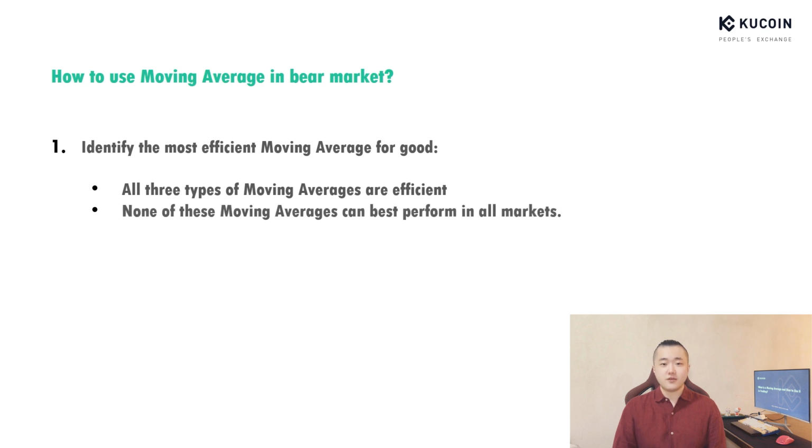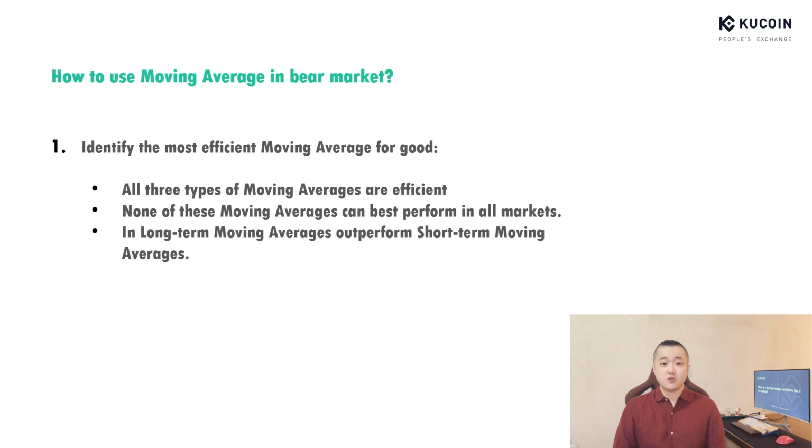However, none of them is best performing in all markets, such as crypto market or stock exchange. Also, the long-term moving average outperforms the short-term moving average since the long-term moving average contains more market data. Thirdly, simple moving average performs better than the other two moving averages. So I suggest using the simple moving average as an auxiliary tool to identify the primary trend.